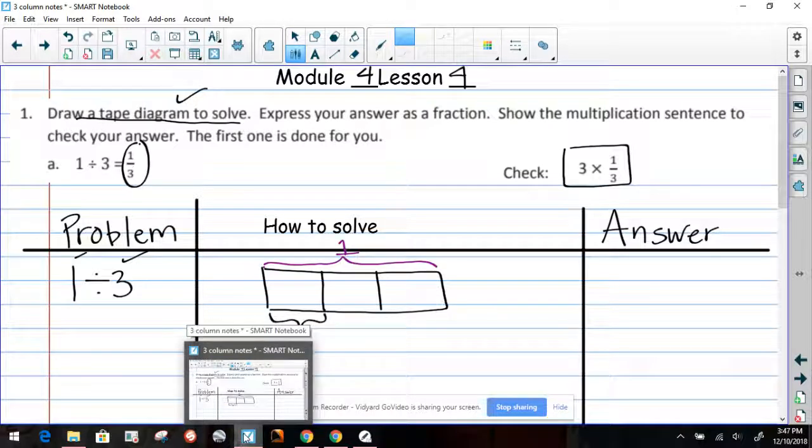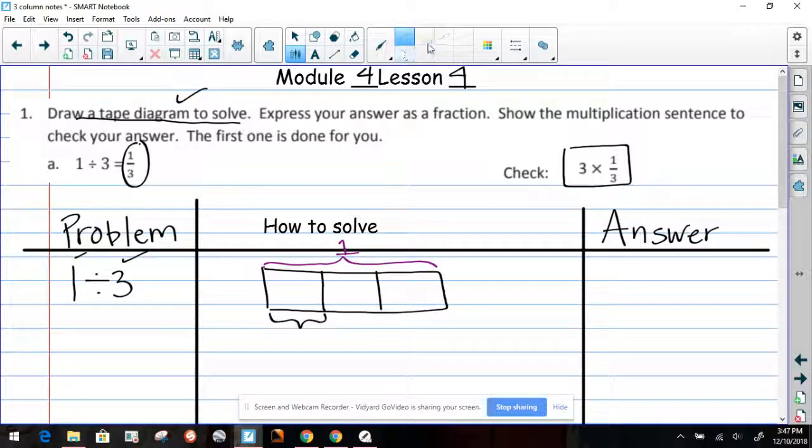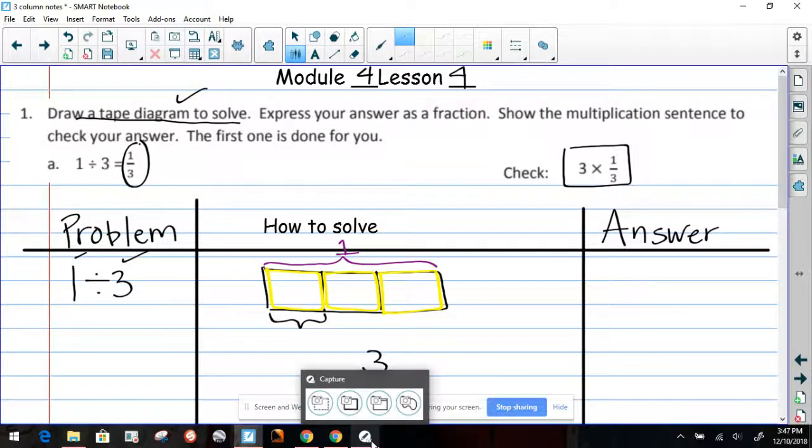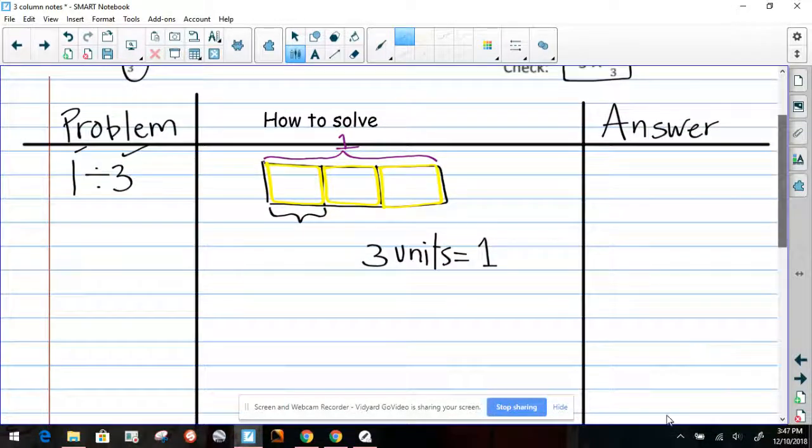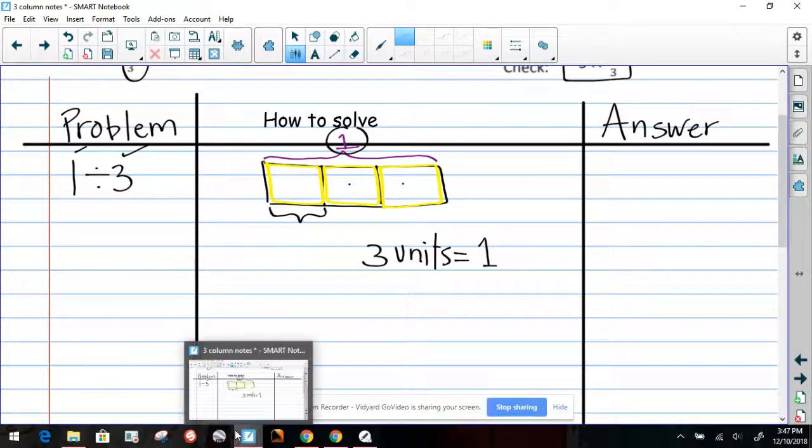And now we need to say how much is this part only. Because we don't know it. But now, if you look at this, how many units do we have? Let me highlight the units. This is 1 unit, 2 units, and 3 units. So we're going to say that 3 units equal, let me write this in words, 3 units equals 1. And the picture demonstrates the whole thing. 3 units equals the 1 on the whole thing.